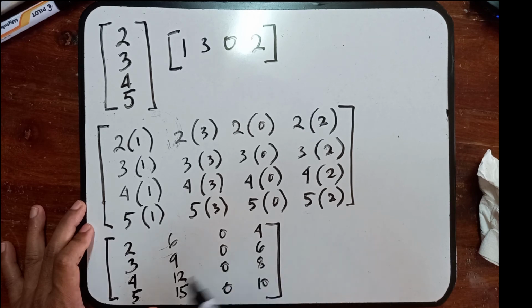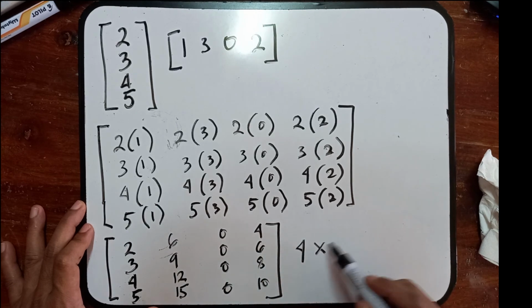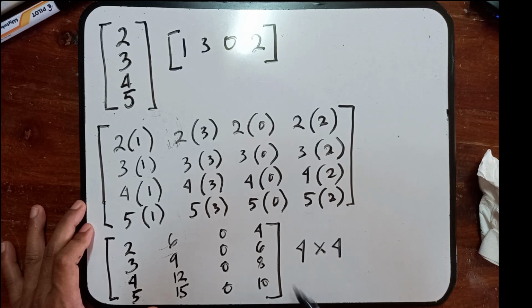So we have now a matrix that is a 4 by 4 matrix. 4 rows and 4 columns. Okay. So this is now the answer.